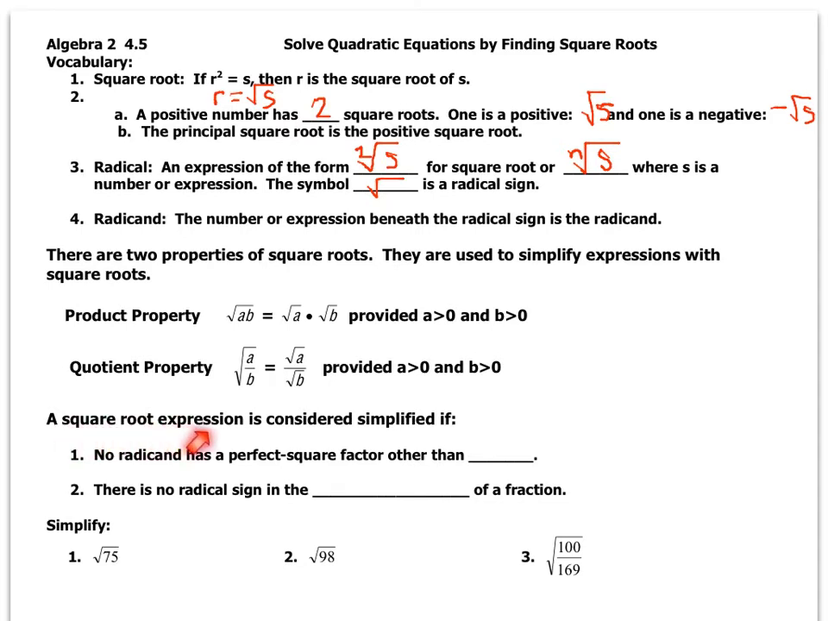So right here it says a square root expression is considered simplified if, so we've got two things that let us consider a square root simplified. So the first is no radicand has a perfect square factor other than 1. So the radicand is the number under the radical, and it can only have 1 as the only perfect square factor that goes into it. And the other thing is there's no radical sign in the denominator of a fraction. So the bottom of a fraction cannot have a radical sign.